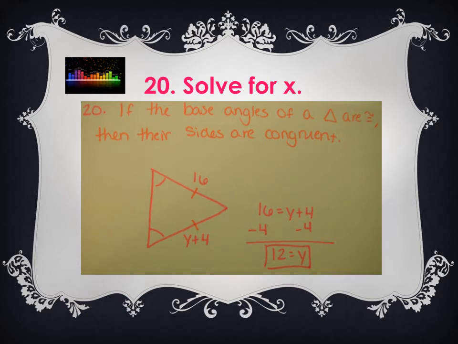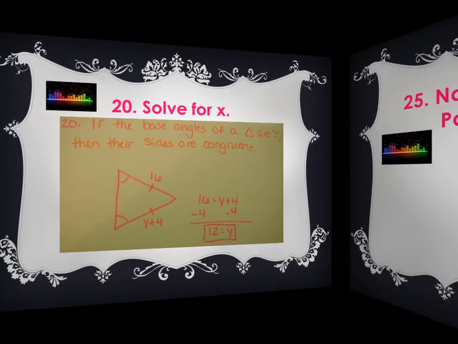We are given a triangle with base angles congruent. If the base angles of a triangle are congruent, then their sides are congruent, making this an isosceles triangle. So 16 and y plus 4 are congruent. When we set them equal to each other, we can subtract 4 on both sides, giving us 12 equals y.